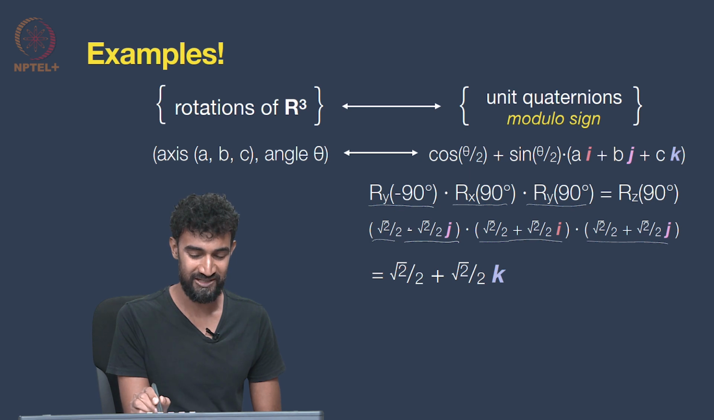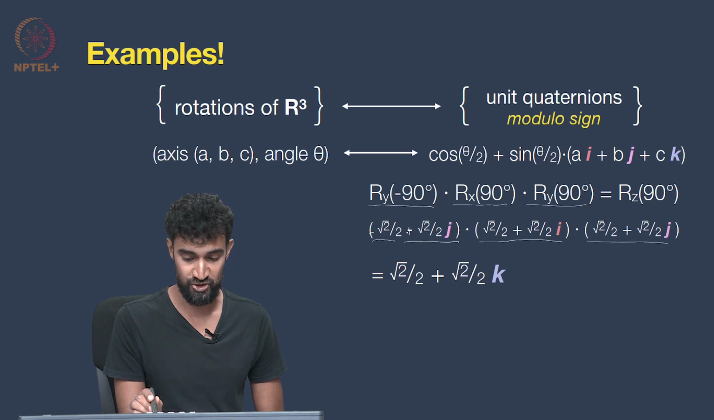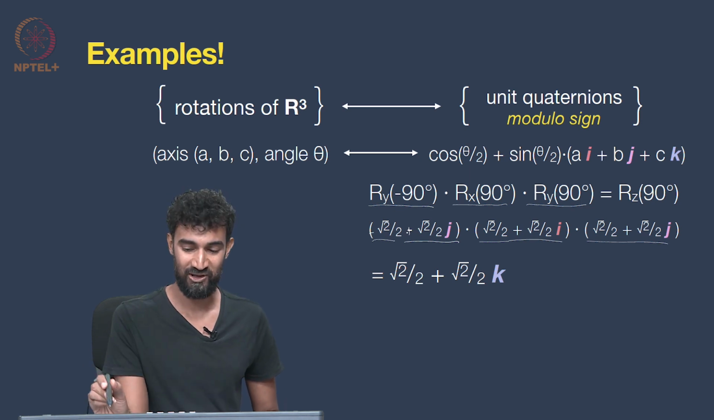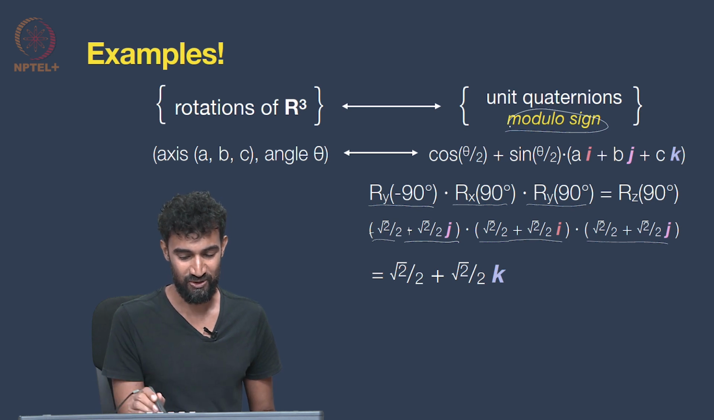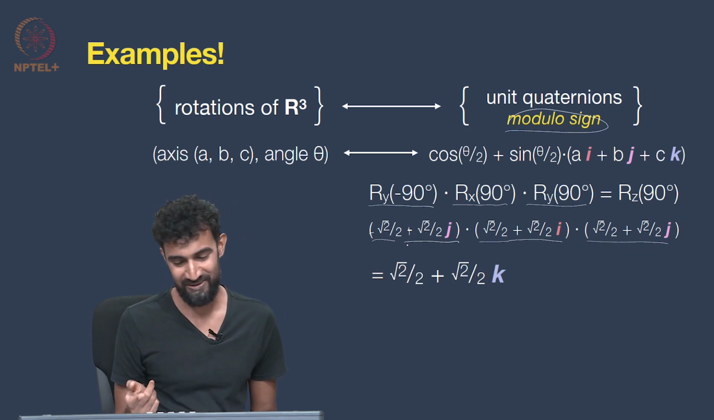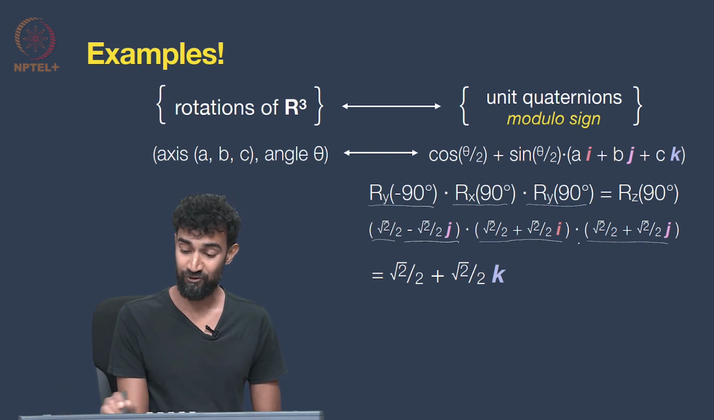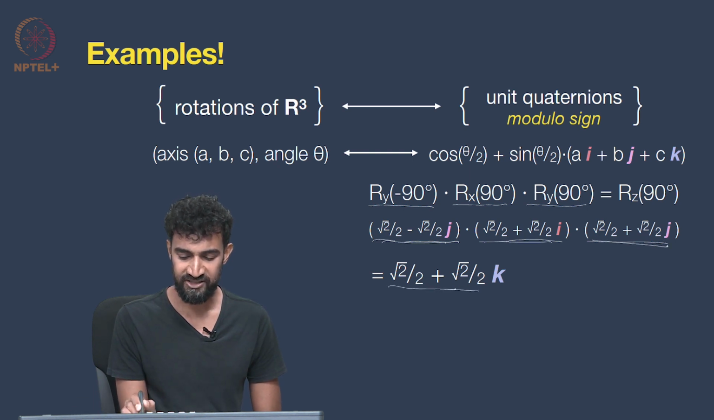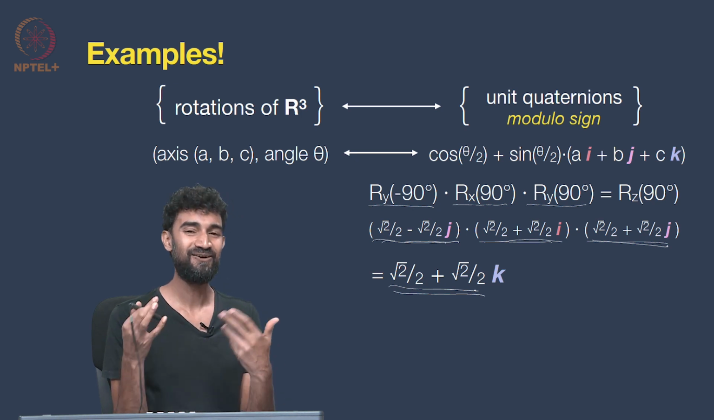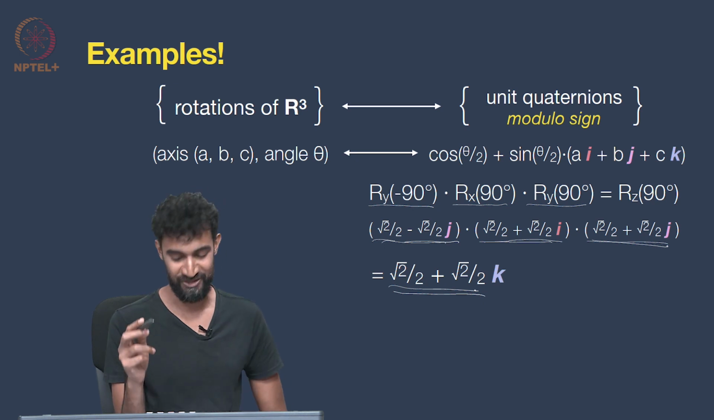I could have also written this as negative root 2 over 2 plus root 2 over 2 j, because remember, we're looking at unit quaternions modulo sign. So if I'd written it that way, I'd be thinking of it as a negative 90 rotation about that same y direction. So either one is perfectly fine. So we get a quaternion formula. We get that this quaternion times this quaternion times this quaternion ought to equal this quaternion if quaternions really do represent these 3D rotations nicely, and if I haven't been deceiving you.